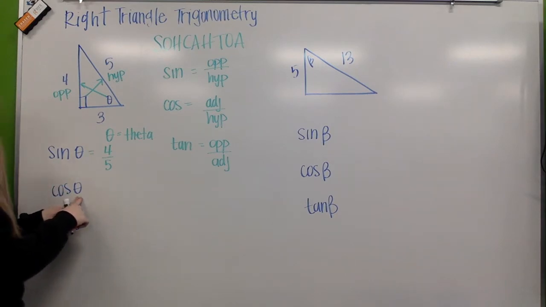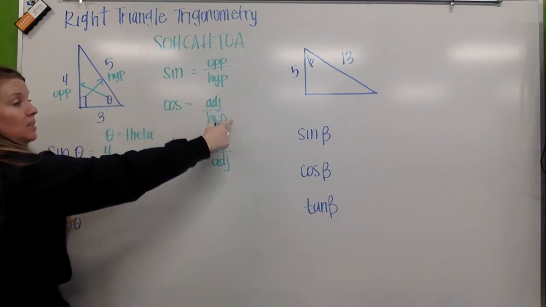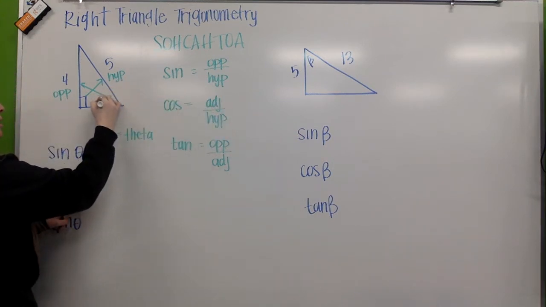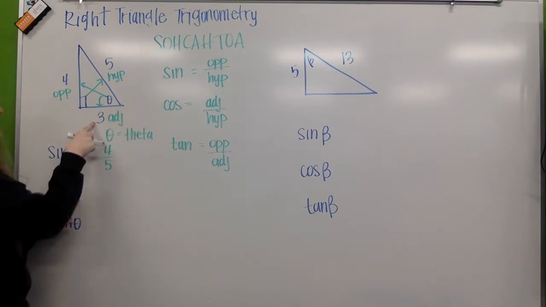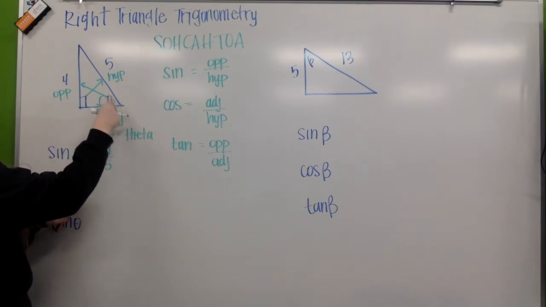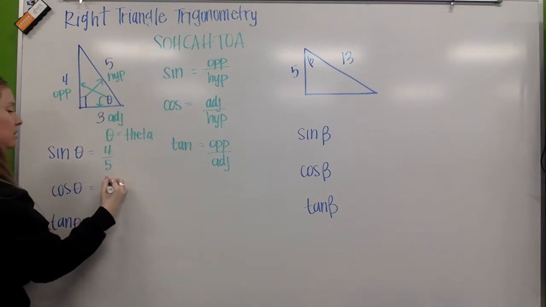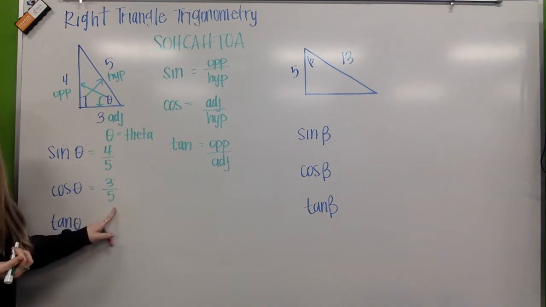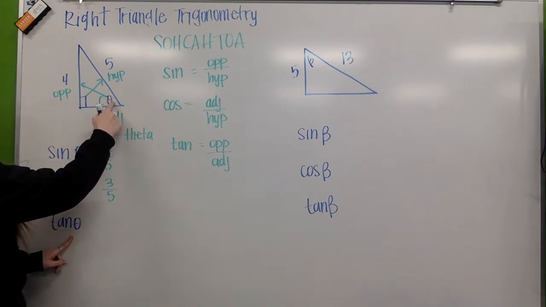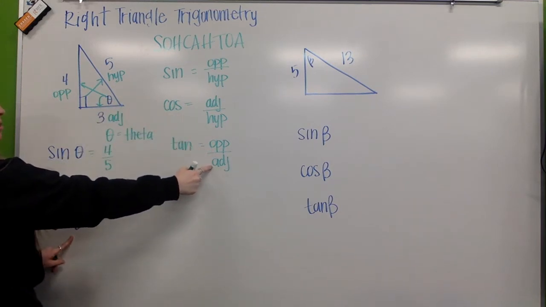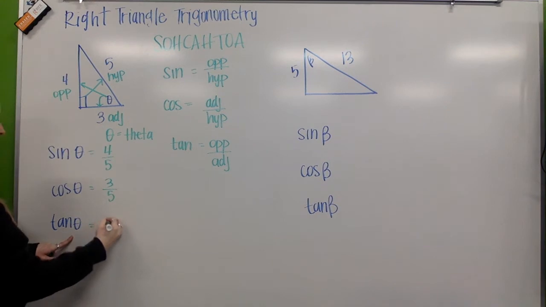Cosine of theta, that same angle, cosine uses adjacent over hypotenuse. This side, the 3, is the adjacent side. It is adjacent to the angle. So adjacent over hypotenuse, that is 3 over 5. And tangent of theta. Tangent is opposite over adjacent, so 4 over 3.